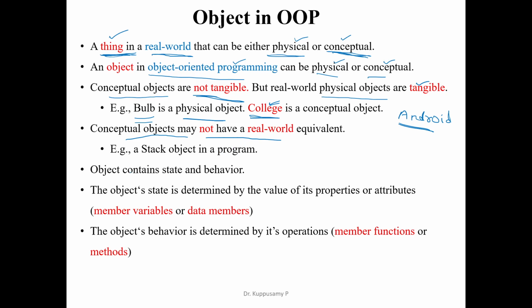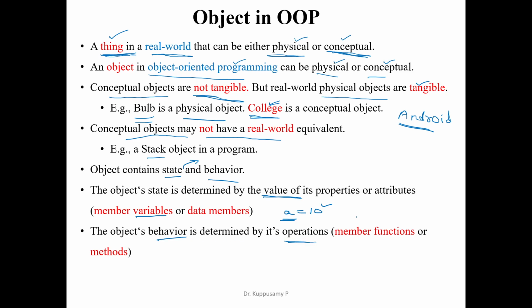One more example: a stack object in a program. Here the object contains state and behavior. The state is determined by values, because state is represented by variables. Variables always have some value, for example, a equal to 10. So the variable's state is determined by the value, and behavior is determined by its operations.